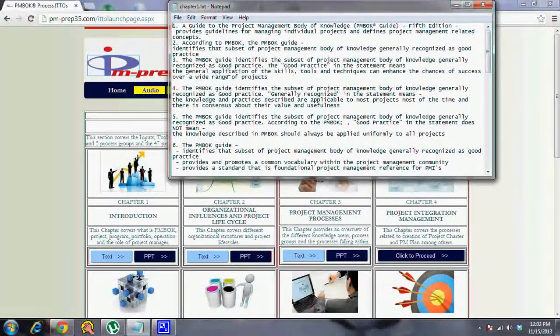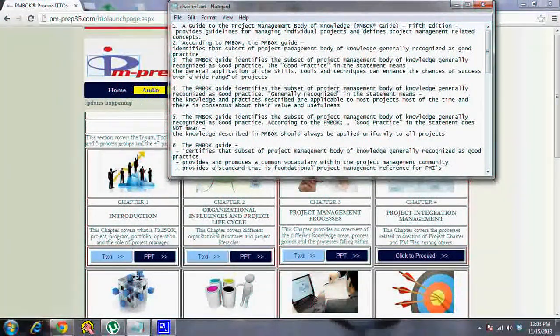It is generally recognized as good practice. It's not the best, but it is recognized as good practice, and it's left to the discretion of the project manager to apply effectively to different projects.